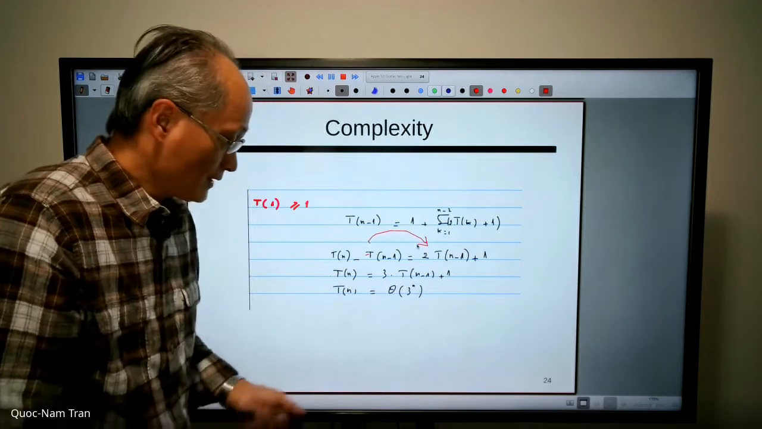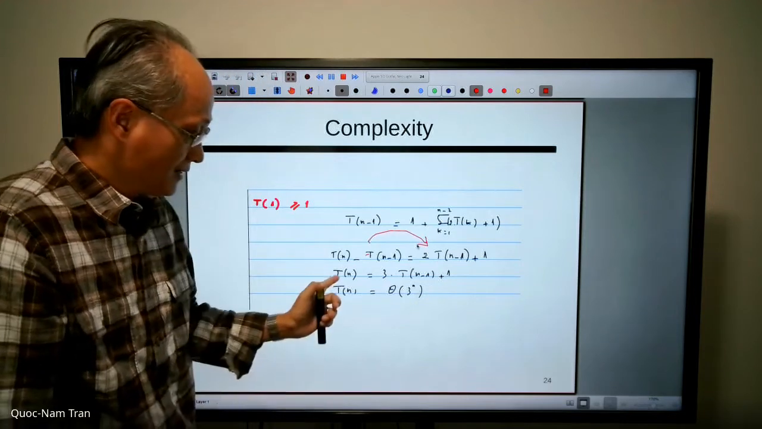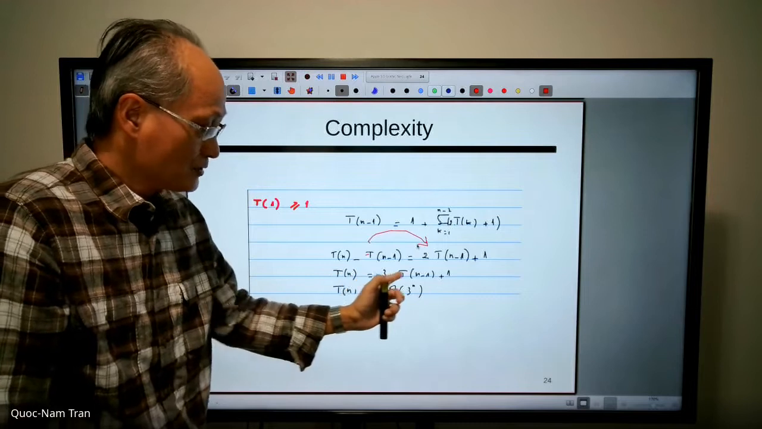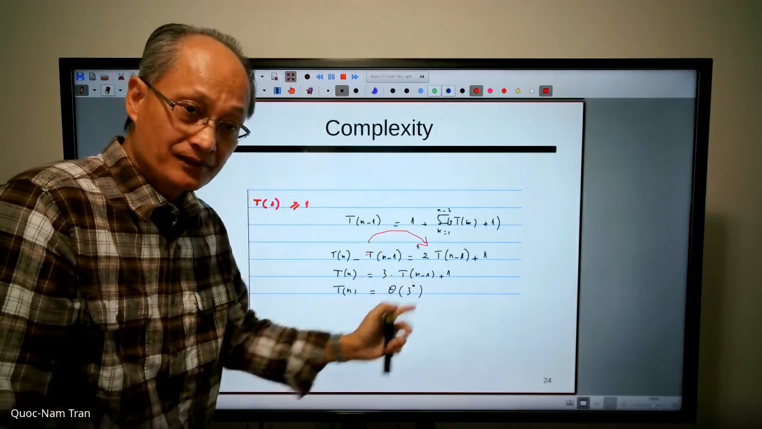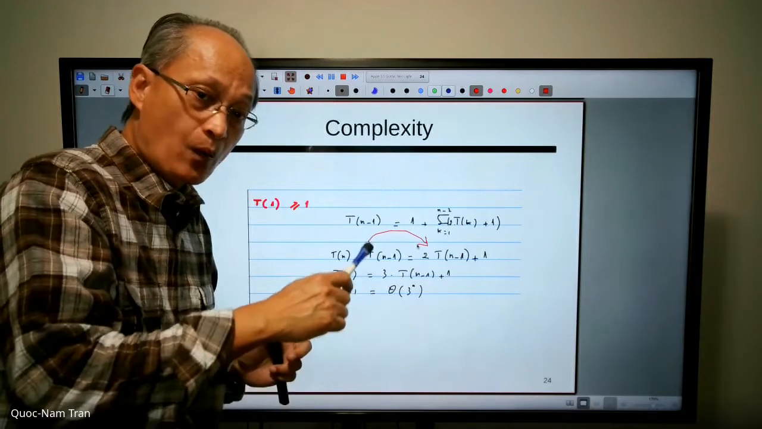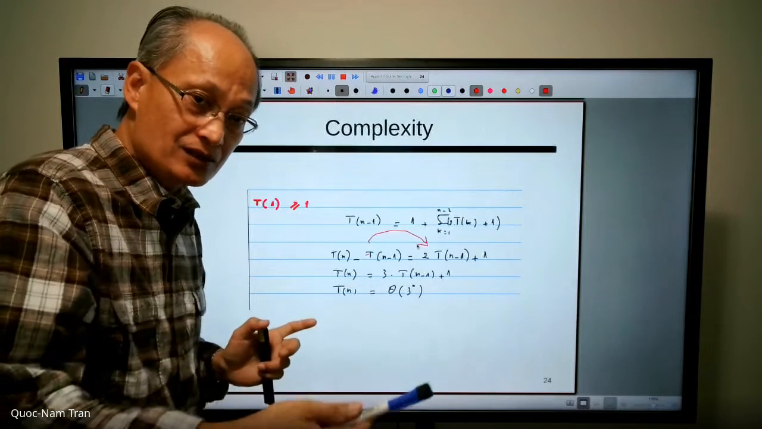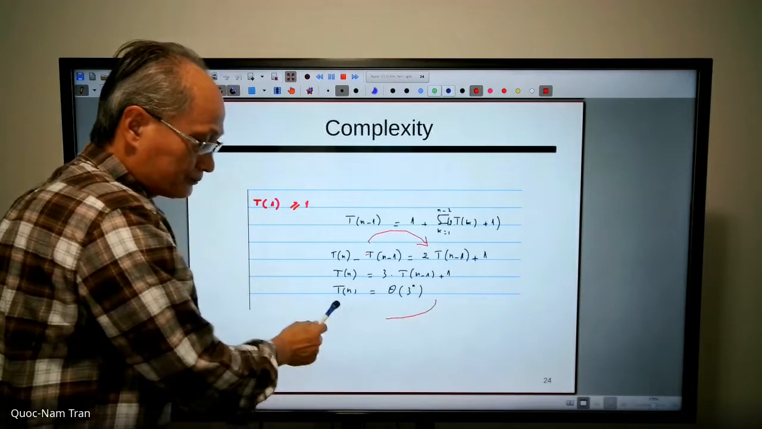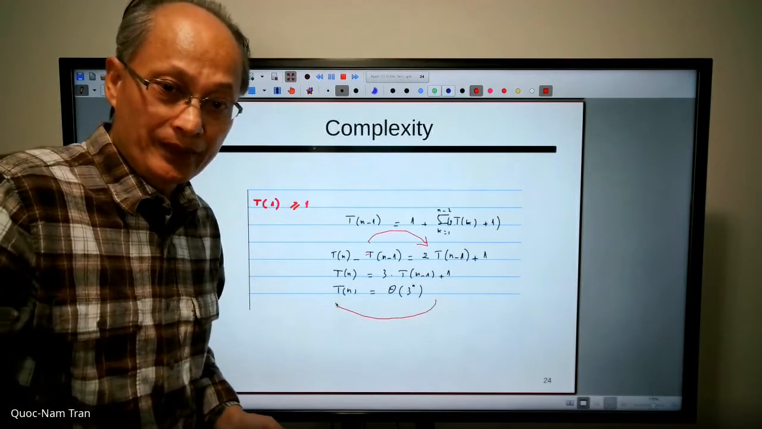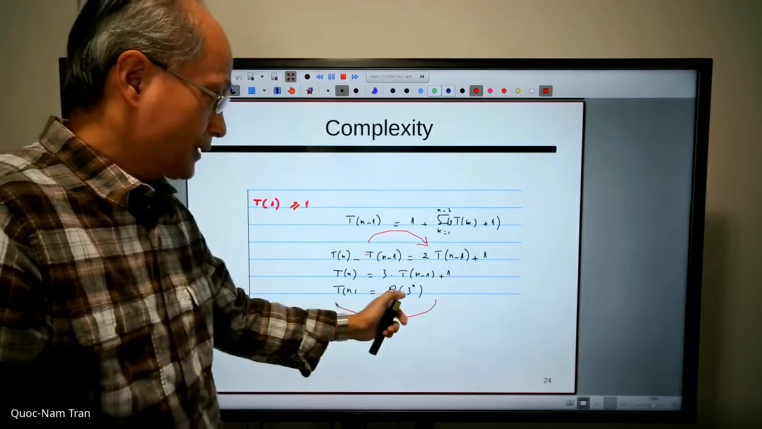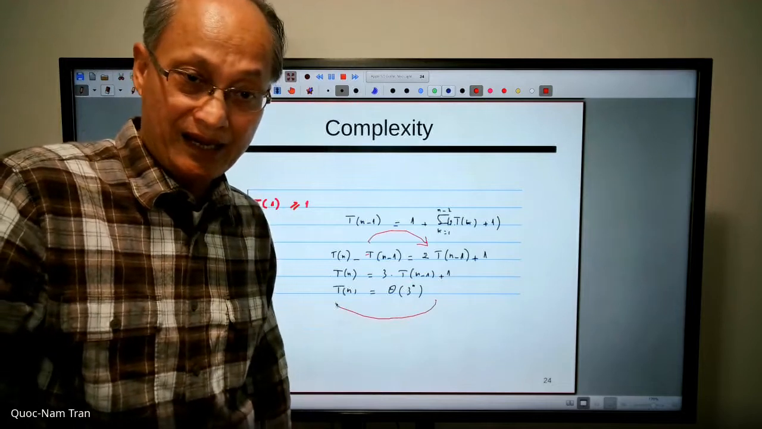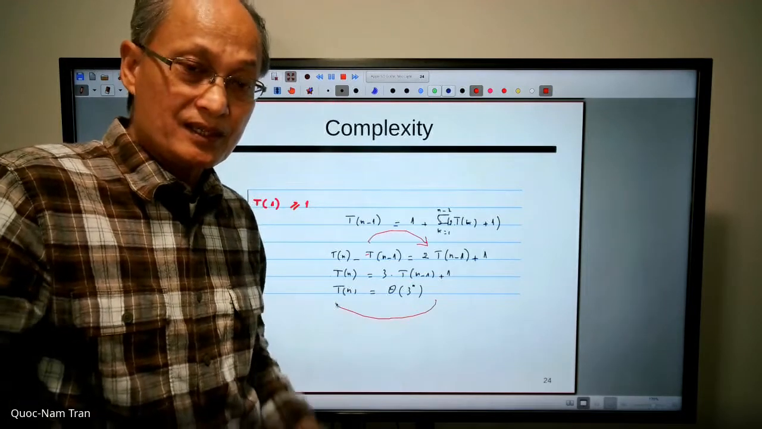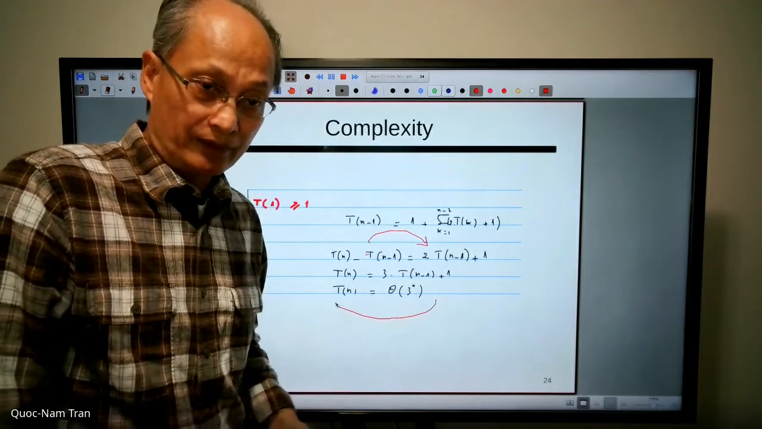Okay? So what is Tn? Tn is 3 times Tn minus 1, right? 3 square times Tn minus 2, etc. So the result will be 3 power to the n. Okay, so it's an exponential algorithm.